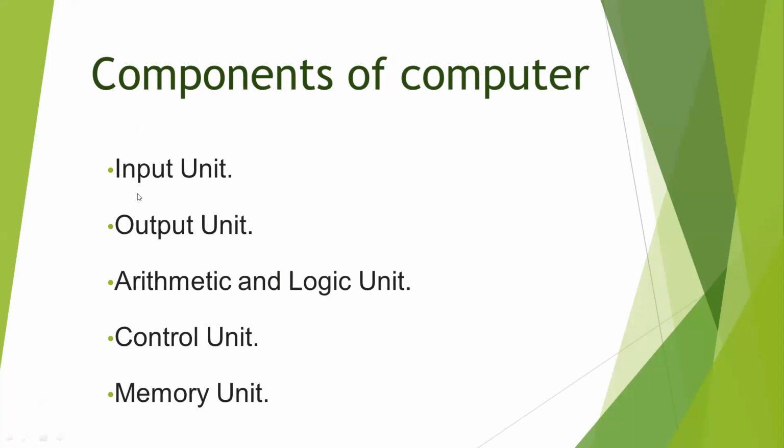So the first one is input unit. We have to discuss all these five topics today, like input unit, output unit and so on. And before that, in a computer system, what is the working model? Data processing information. That is the working of a computer. Data, then processing, then information.